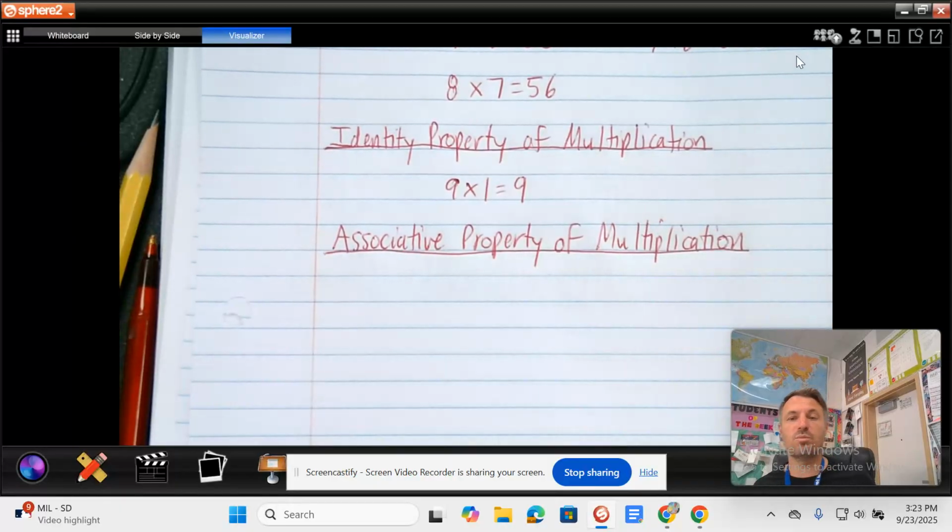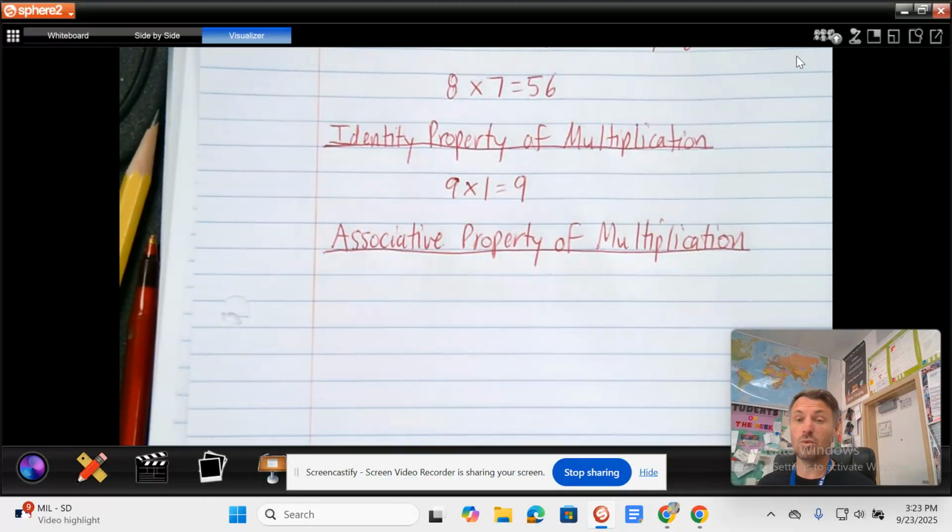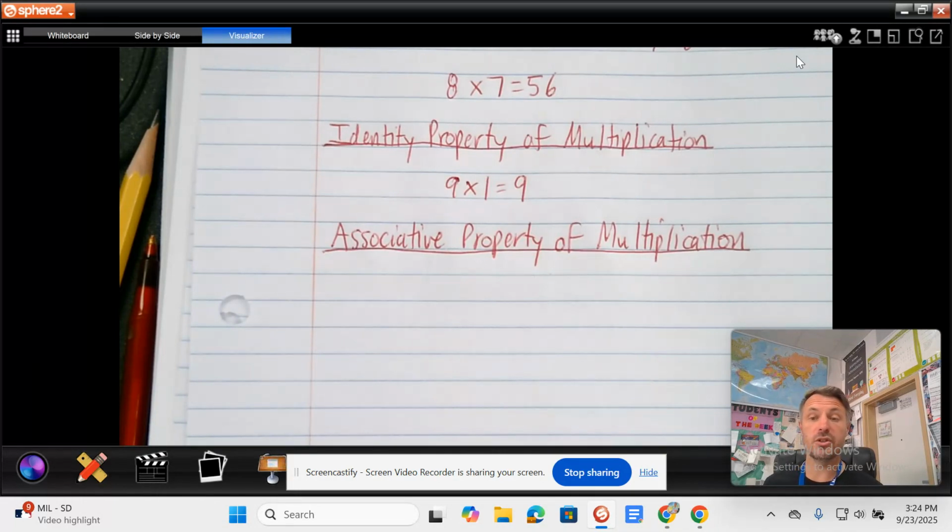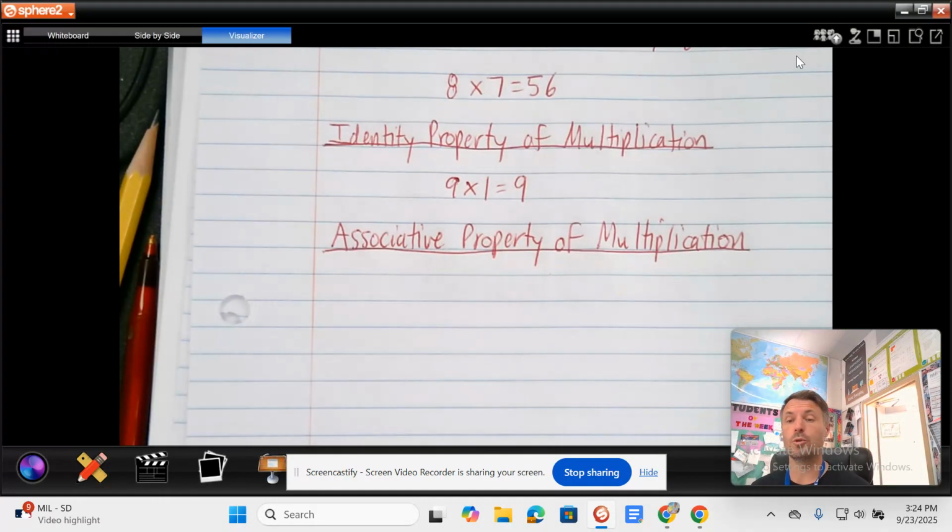The associative property of multiplication works the exact same way as the associative property of addition. So remember, the associative property of addition said that when you're adding numbers, you can change the way those numbers are grouped in parentheses and it doesn't change the sum. Well, that's exactly what it means in multiplication too. The associative property of multiplication says you can change the way numbers are grouped when you're multiplying, and it doesn't change the product.